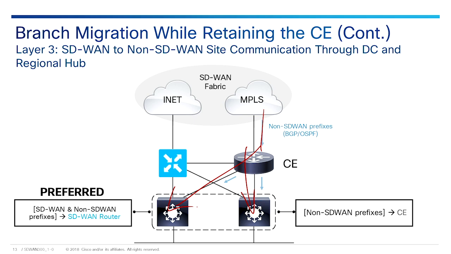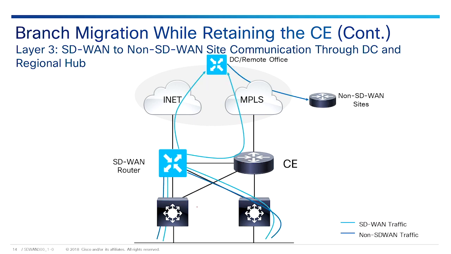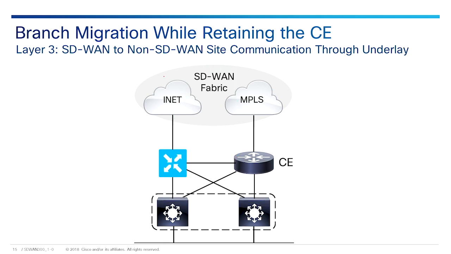The SD-WAN router should be preferred even for the non-SD-WAN prefixes. The SD-WAN router routes traffic to the non-SD-WAN through the data center in this example. The resulting traffic is always going to go through the SD-WAN router as a primary path. The SD-WAN router follows the SD-WAN policy to send traffic through the transport networks to the data center, and non-SD-WAN traffic is sent from the data center to the MPLS site. So, the whole purpose of this was to retain the customer edge device.